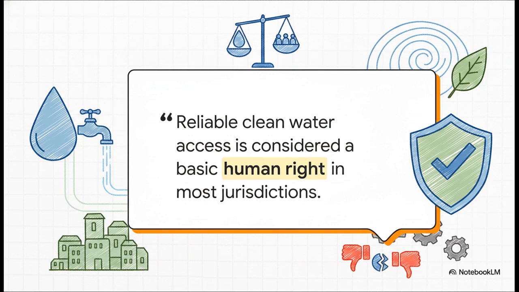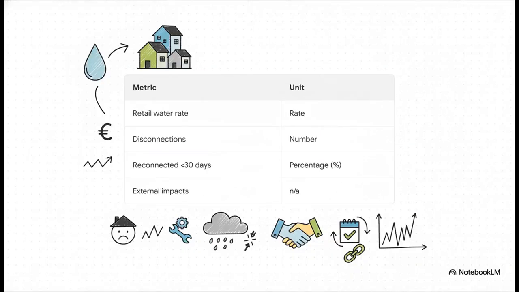If they drop the ball on this, they risk losing their social license to operate. You get fierce community opposition, and suddenly, good luck getting any funding approved for future growth or infrastructure. So how do you mathematically measure fairness? Analysts dig into these specific accounting metrics.